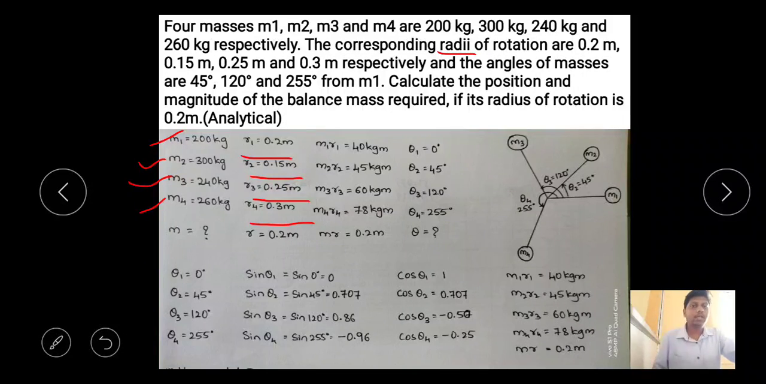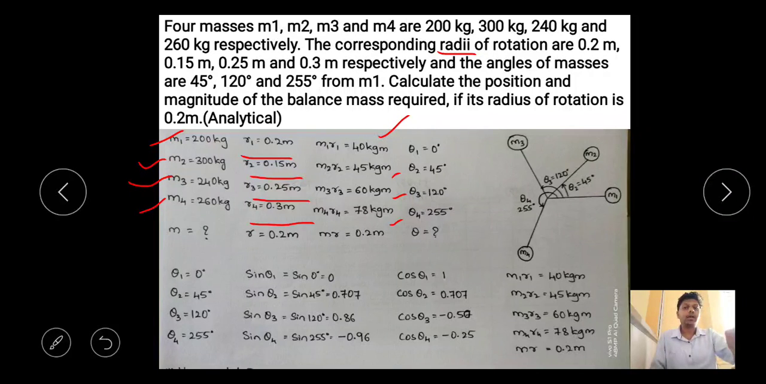Now what I will do is multiply these two. That is m1 into r1, 200 into 0.2, we will get 40 kg meter. Mass is in kg and the radius is in meter, so kg into meter will be kg meter. Then I will multiply 300 into 0.15, so I will get 45 kg meter. Then 240 into 0.25, I will get 60 kg meter. And m4 into r4, that is 260 into 0.3, you will get 78 kg meter.